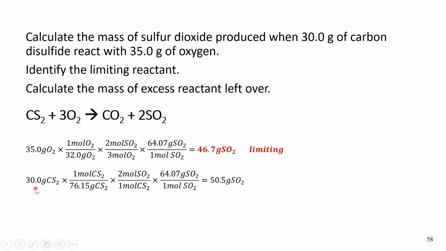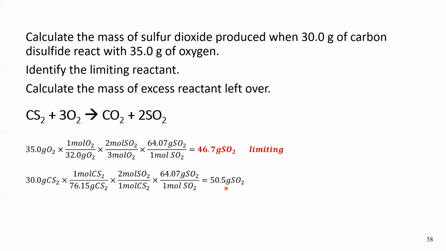And then for the second step, we're going to take the 30 grams of carbon disulfide. We're going to go from grams to moles. The balanced equation tells us it's a 1:2 ratio to get to sulfur dioxide. And then we'll go from moles of sulfur dioxide to grams of sulfur dioxide. So we get 50.5 grams of sulfur dioxide.